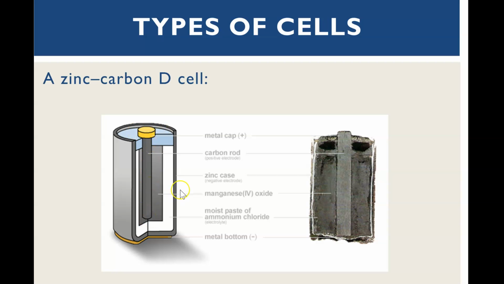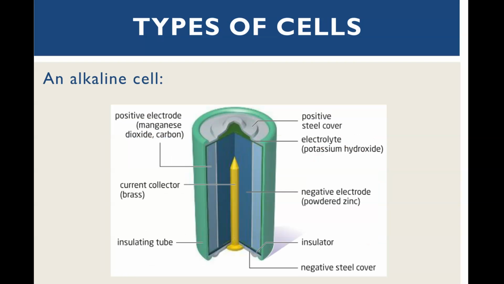This is the cathode. This over here is going to be the anode. And it's the right over here. This is the ammonium chloride. This is the electrolyte that is the paste in which those electrodes are placed within.